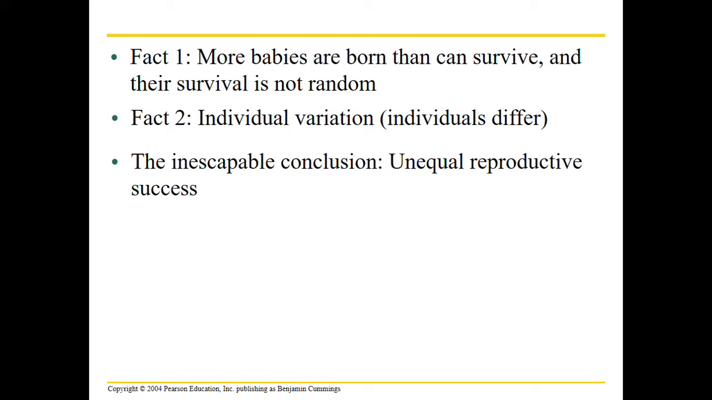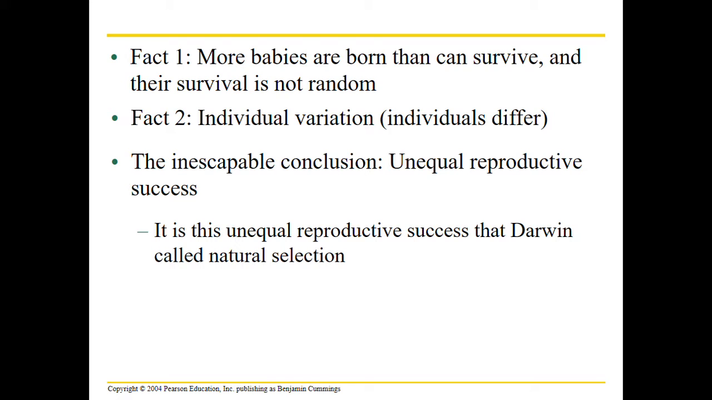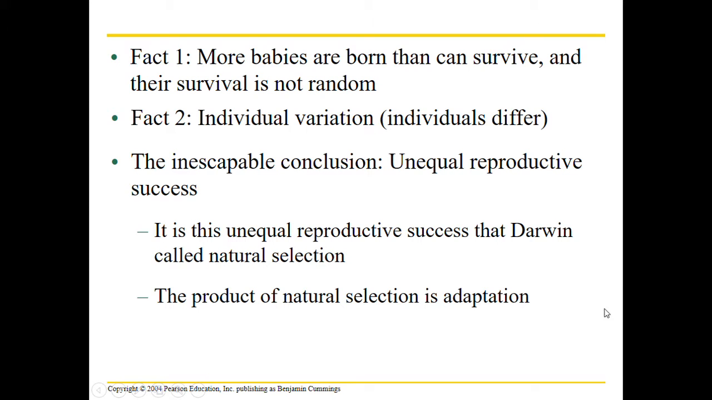And that's about that. We'll talk more about this during the evolution section, so I don't want to get into too much detail. But anyways, this unequal reproductive success is what Darwin called natural selection. So the ones that are better suited to their environment will survive to reproduce, to have offspring that will be better suited to their environment, etc., etc. The product of natural selection is adaptation, so like we saw in the finch beaks.